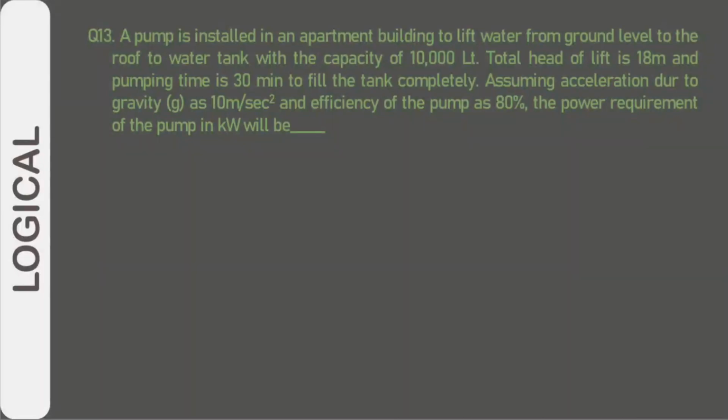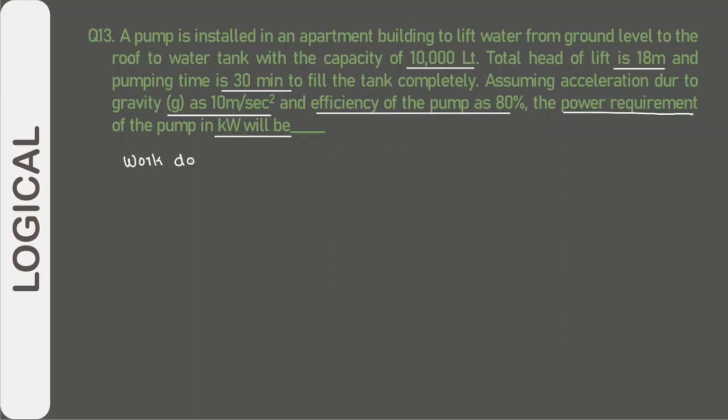A pump is installed in an apartment building to lift water to the upper tank of capacity 10,000 liters. The total head of lift is 18 meters and the pumping time is 30 minutes to fill the tank completely. Assuming g is equal to 10 meter per second square and efficiency of pump of 80%, the power required of pump in kilowatt will be.